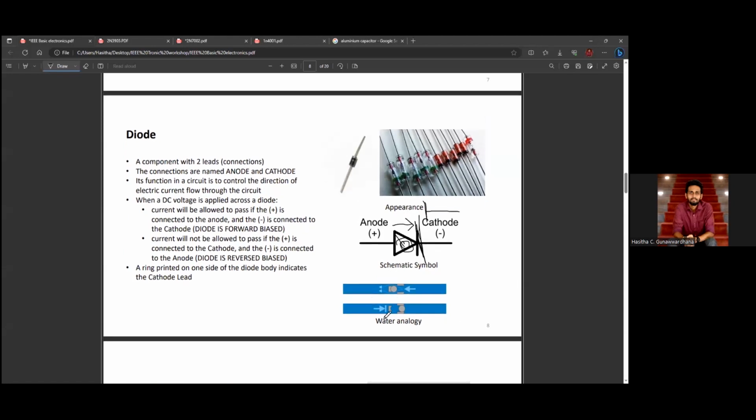So this is a simple water analogy. If water is coming from here, this valve will allow the flow. If the water comes from here, it will resist.